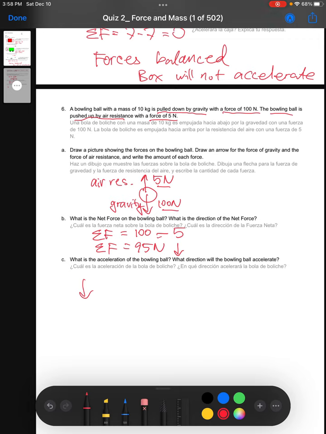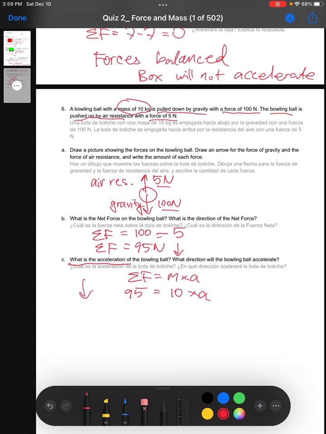Using Newton's second law, net force equals mass times acceleration. What is the net force on the bowling ball? It's 95. What is the mass of the bowling ball? Well, the question said the bowling ball has a mass of 10 kilograms. So the mass of the ball is 10. And we are trying to find the acceleration in this question. So this equation will allow us to find the acceleration.